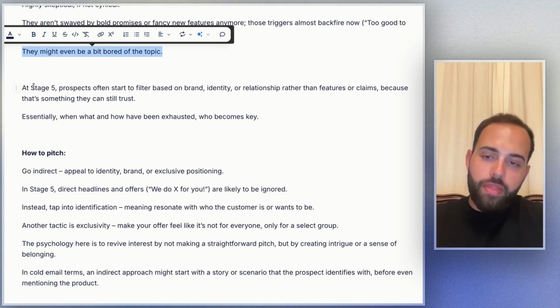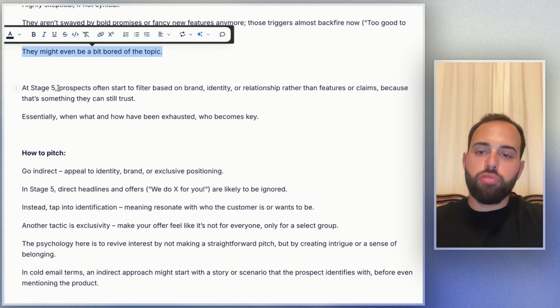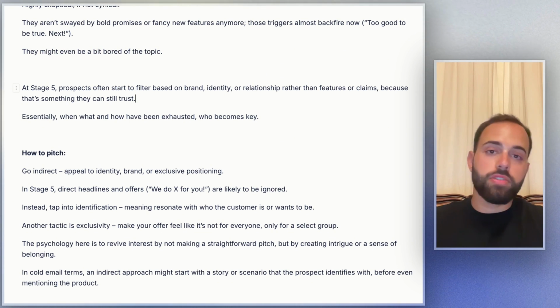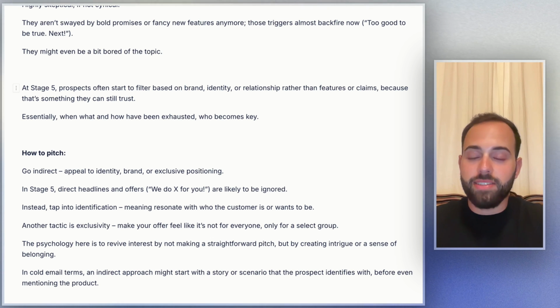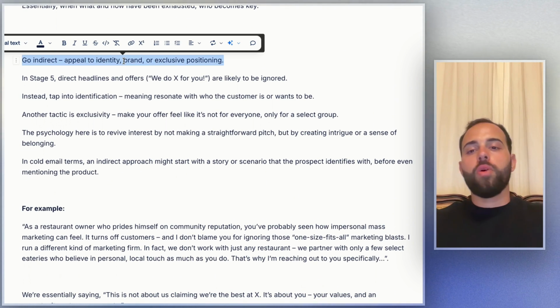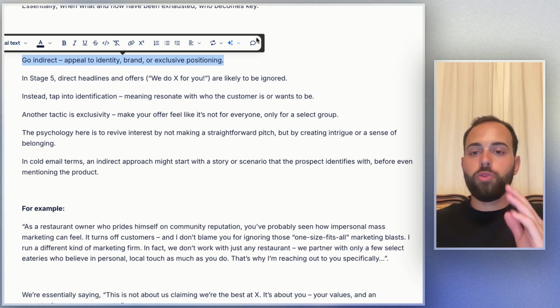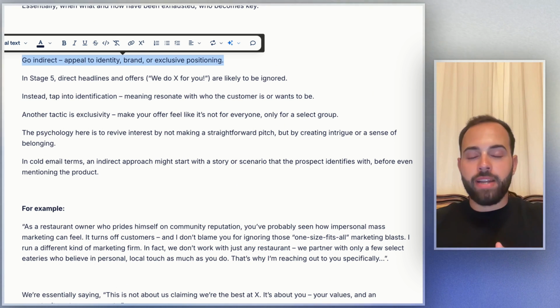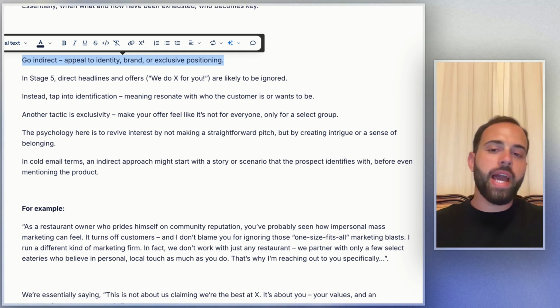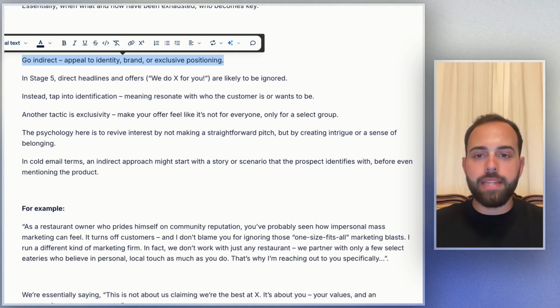And now, this is the most important part. At stage 5, prospects often start to filter based on brand, identity, or relationship as opposed to features and claims because that's something that they can still trust. Essentially, when, what, and how have been exhausted, and now who becomes key. So, how do you actually pitch? What you need to do now is you need to go indirectly, meaning that you need to appeal to identity, brand, or exclusive positioning. In stage 5, all these direct headlines and offers, like we can get you X result in Y time frame or you don't pay, are likely to be ignored.